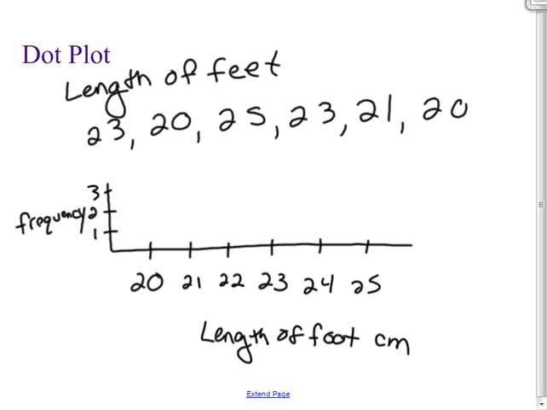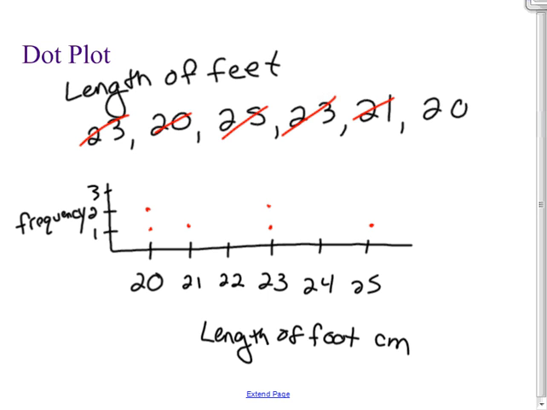So I have one person that has a 23 centimeter foot. And then one person has a 20 centimeter foot. And one person has a 25 centimeter foot. And one person has a 23. So now I get another dot, so that goes up to 2. 2 people have a 23 centimeter foot. And then one person has a 21 centimeter foot, and then one person has a 20 centimeter foot. So this helps me organize my data so I can find my median point a little bit easier.